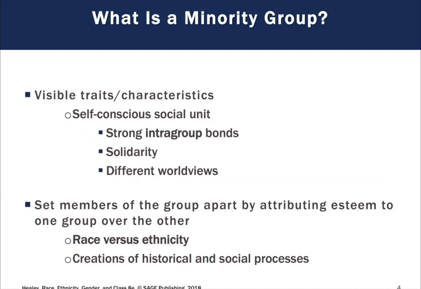Also, I'd like you to pay attention to the visible characteristics or visible traits they talk about when it comes to minority groups. There is this self-conscious social unit, there are strong intra-group bonds, solidarity, there's this feeling of coming from different worldviews, or there's data actually to support people can see things in different ways coming from different worldviews. What sets members of the group apart are attributes like race versus ethnicity. I want you to pay particular attention in your reading to the difference that the authors give between the definitions of a race versus an ethnicity. When we look at it, there's this creation of historical and social processes within the larger society as well as within the groups themselves.